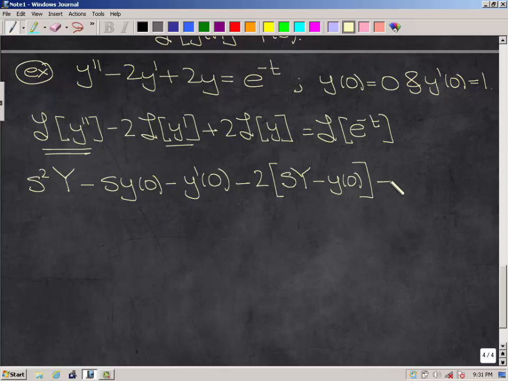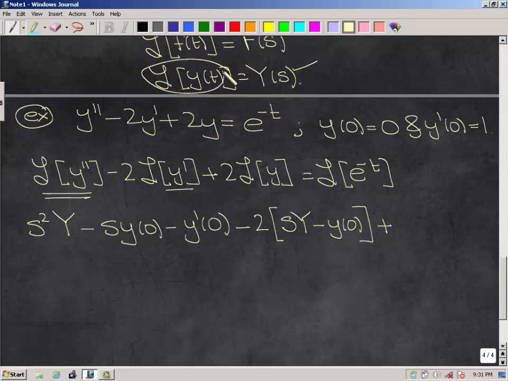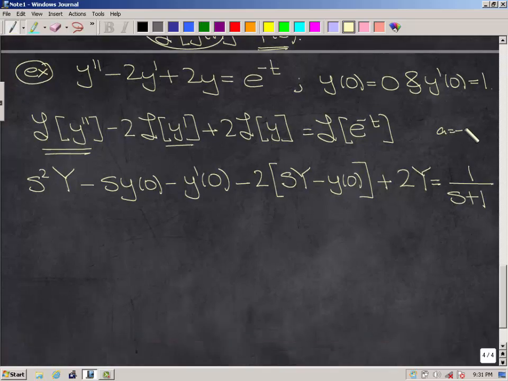What is the Laplace transform of just y? Well, let's look at that. Laplace transform of just y is just big Y. So we just get 2 times big Y is equal to the Laplace transform of e to the negative t. This was covered in section 7.2, and it is 1 over s plus 1. We have that because here a is equal to negative 1. So that's how we get that.